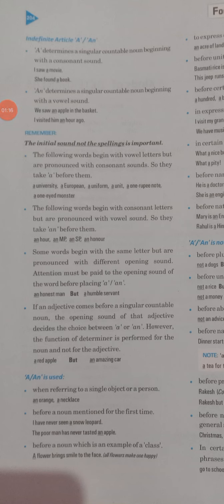So now these are your articles, the definite article and the indefinite article. Firstly, we will do the indefinite article, which is your a and an. So a determines a singular countable noun beginning with a consonant sound. So you will use a in front of a noun which is singular, which is countable, and which has a consonant sound.